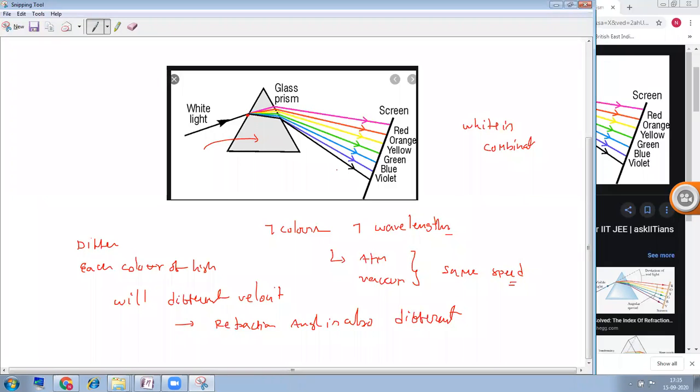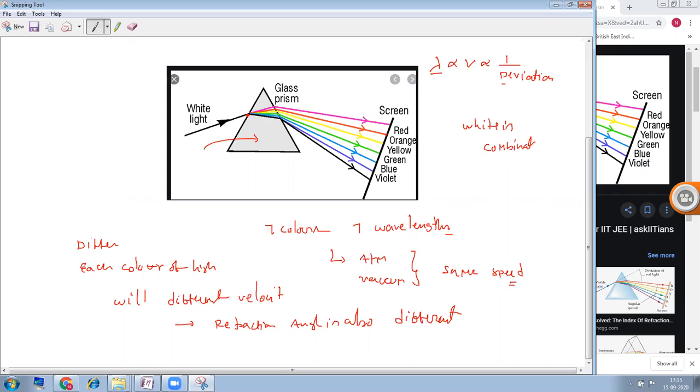Wavelength is directly proportional to velocity, and velocity is inversely proportional to deviation. So wavelength is directly proportional to velocity and inversely proportional to deviation. More wavelength, less deviation. That's the reason red color, having the more wavelength, will deviate very little, and violet color, having less wavelength, will deviate more. This is the actual cause of dispersion.